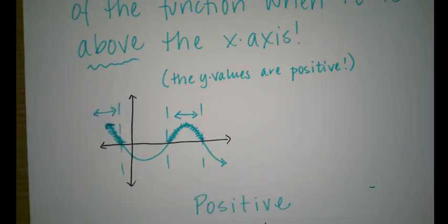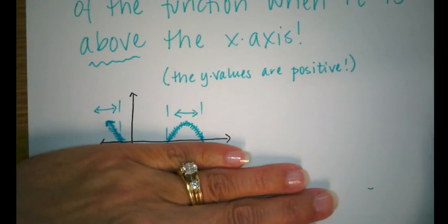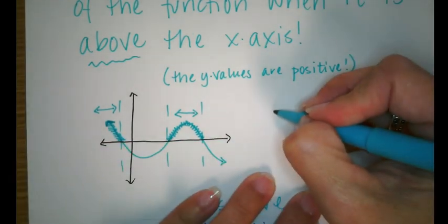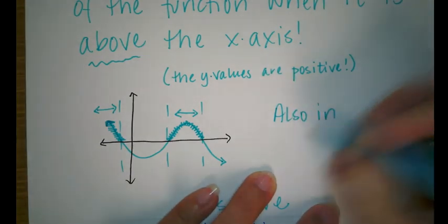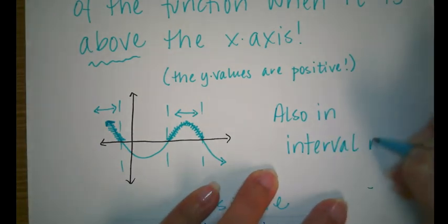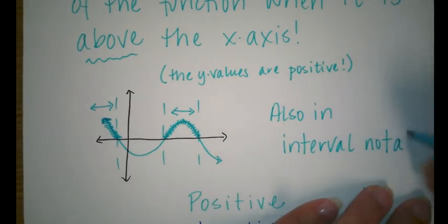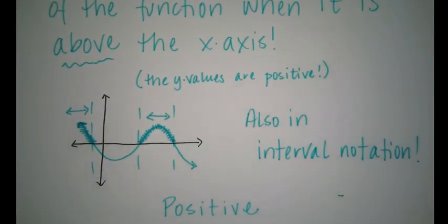So again, we're going to be using interval notation again. We're going to be naming the x values for when the graph is above the x-axis. So this again is also in interval notation. So that again is when we're going to say the smallest x to the largest x.